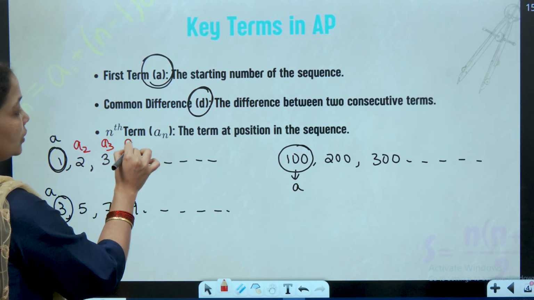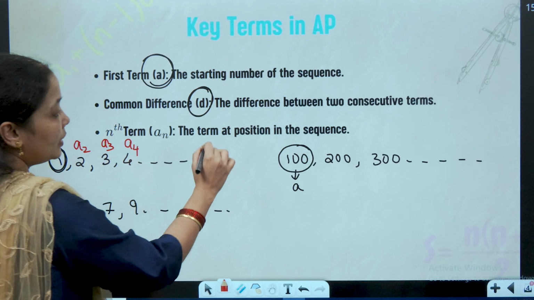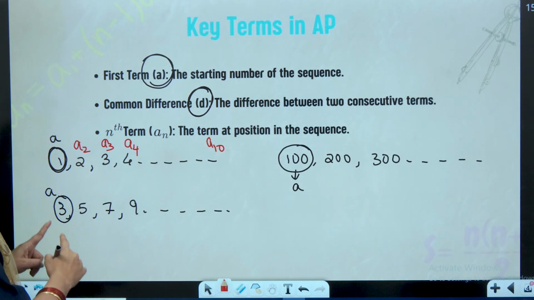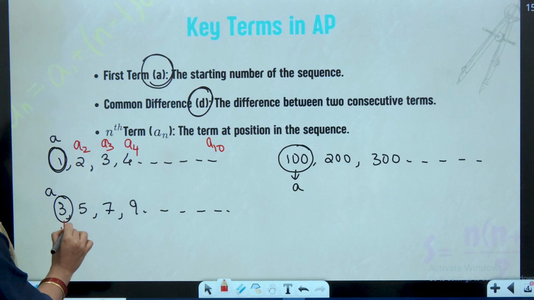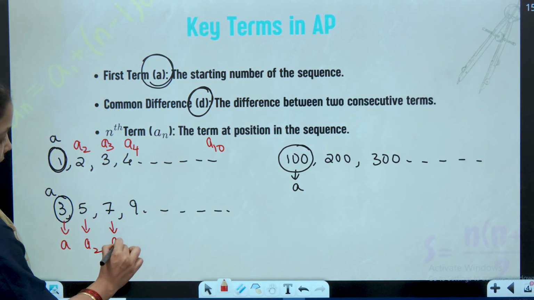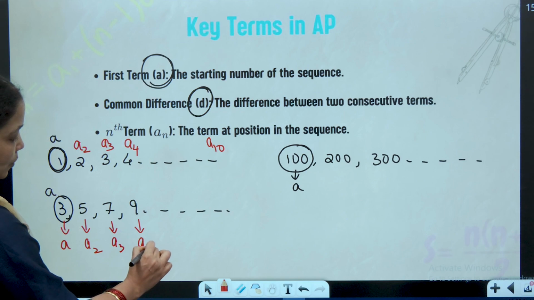I'll write the fourth term with A4. If I want to write the 10th term, I'll write it with A10. So now tell me, what is A? A is 3 here. This is A. This will be A2. This will be A3. This will be A4, etc.